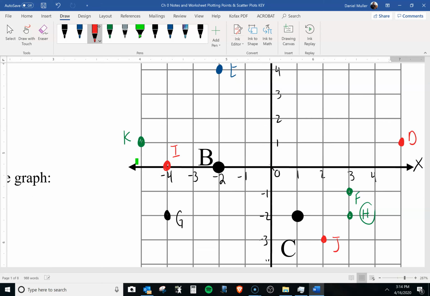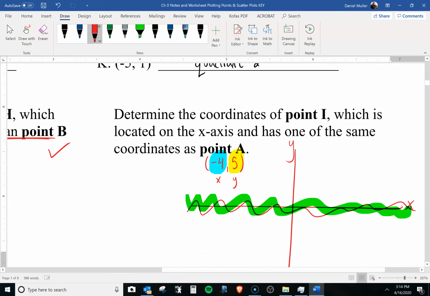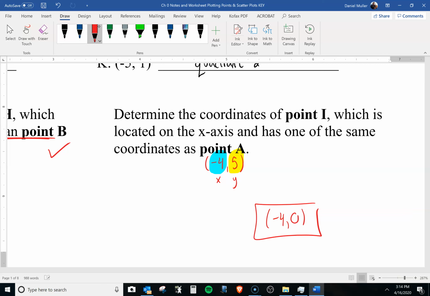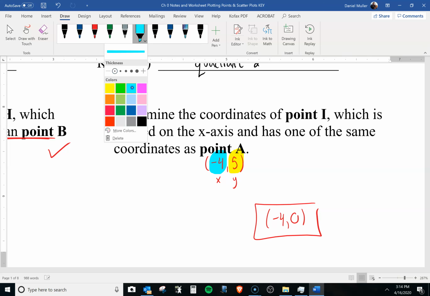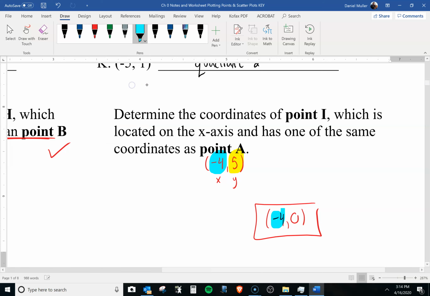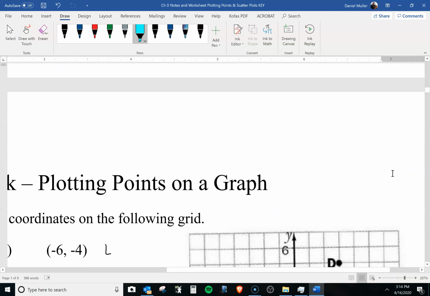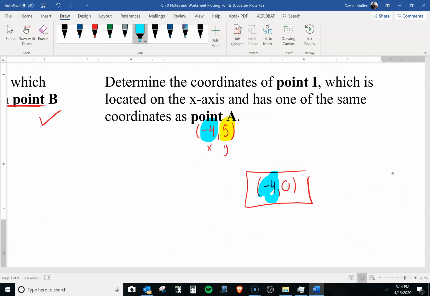And I probably should write that down over here too. Negative 4 comma 0. That is our answer. And sure enough, it matches. Here they both have a negative 4 in them in the exact same spot. Right there. And then it also happens to lie on the x-axis because this is a 0.